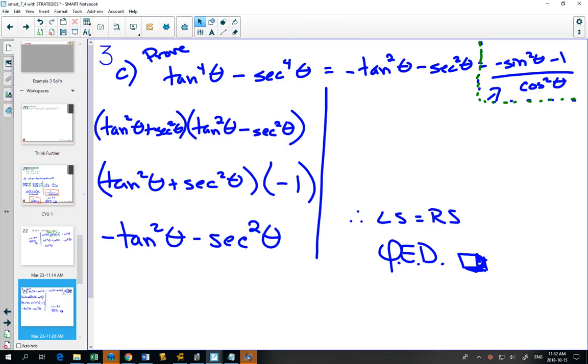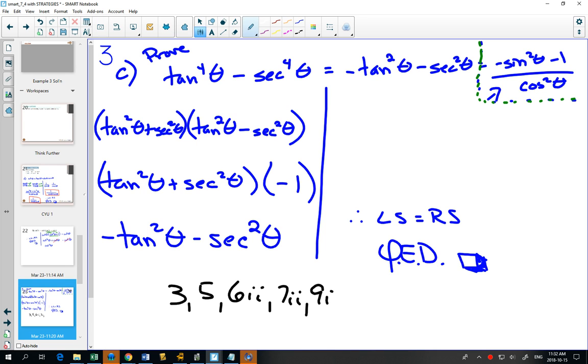Questions for practice out of your textbook are 3, 5, 6 II, 7 II, 9 II.